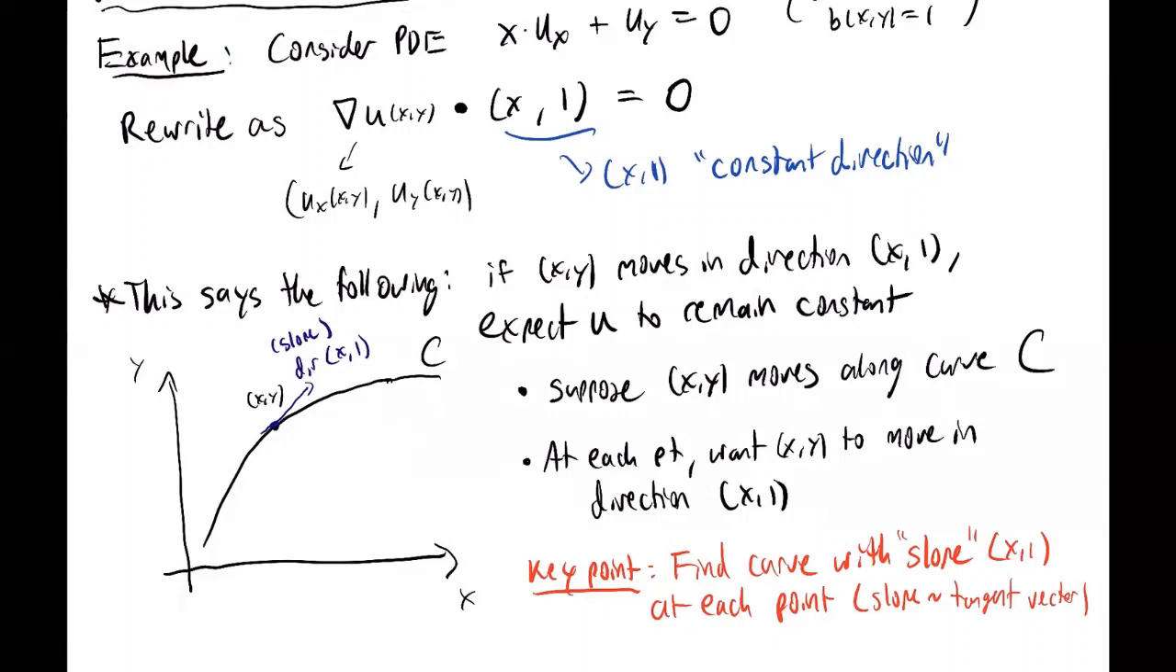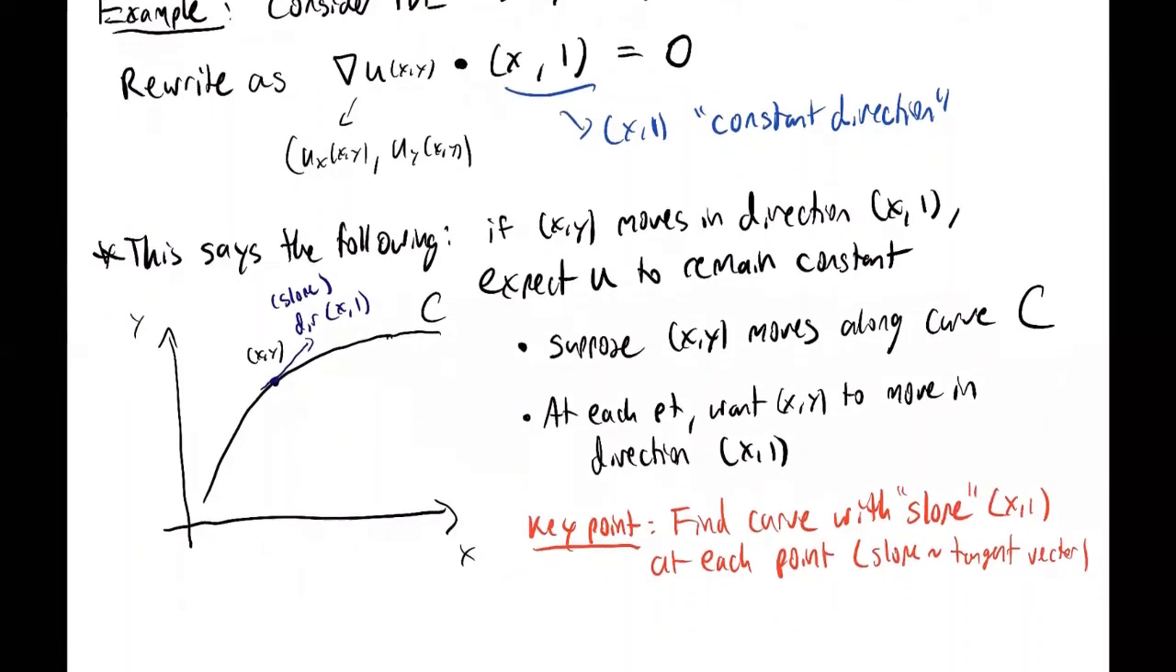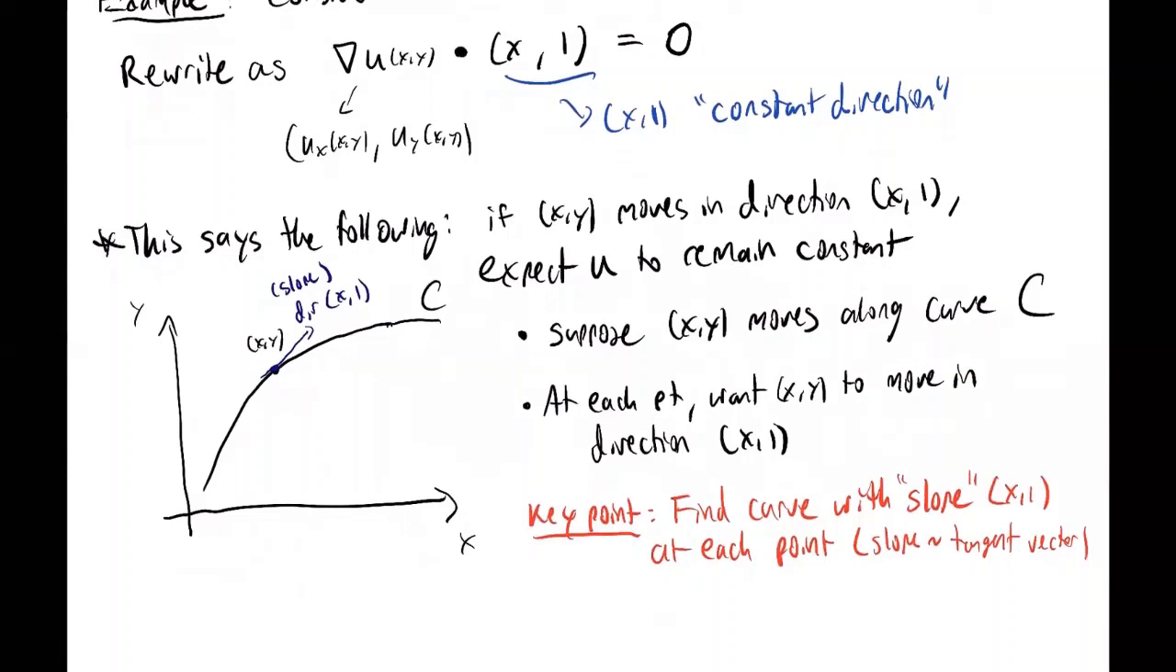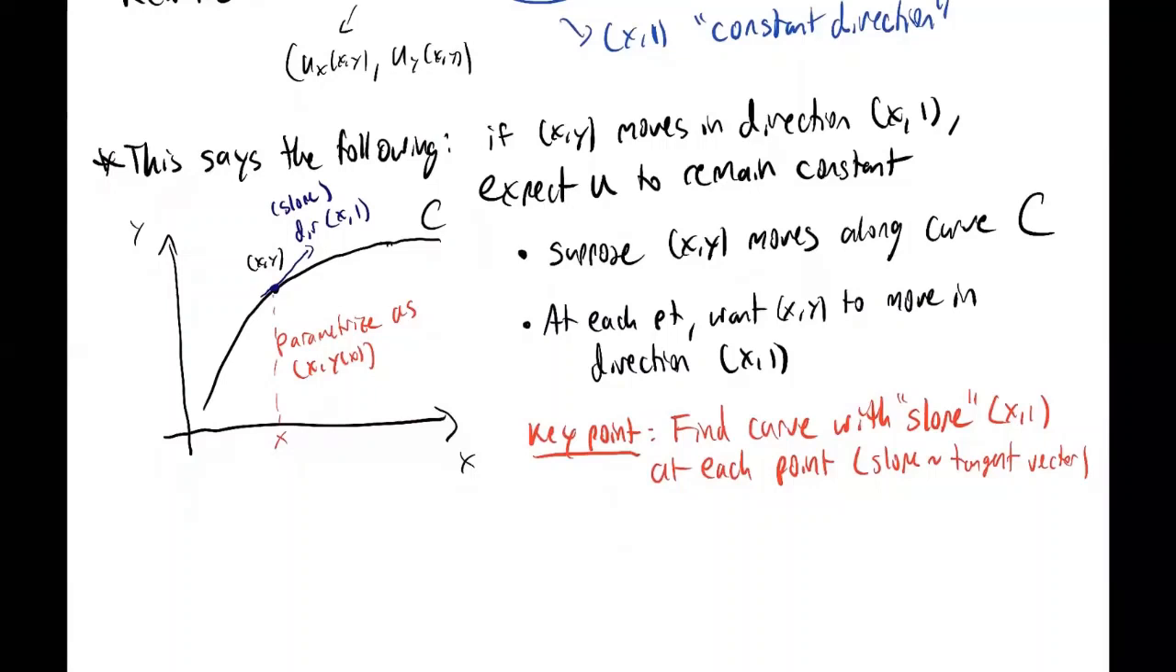And so how are we going to make this a little bit more precise so that we can actually get a solution? Well, let's say I parameterize the curve as (x, y(x)). So at each point x, let's say this is my x value, I get some y value, and I want this to stay on the curve. And so the slope is then dy/dx, the change in y over the change in x.